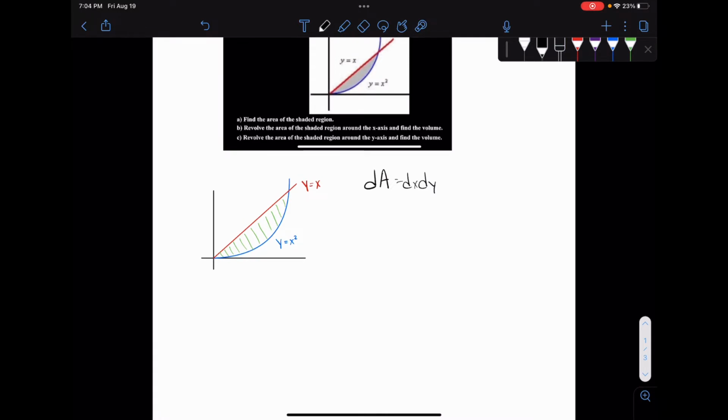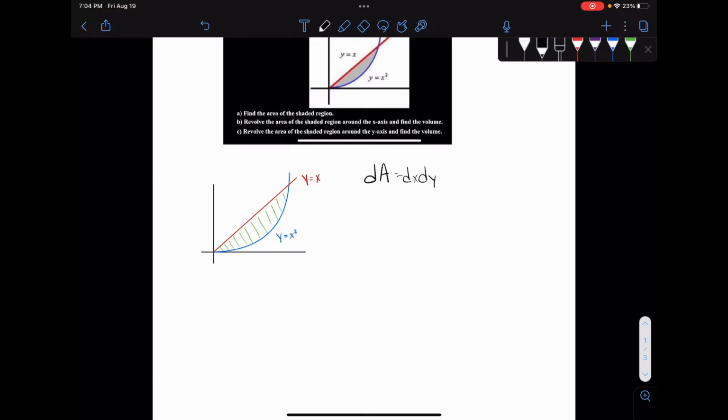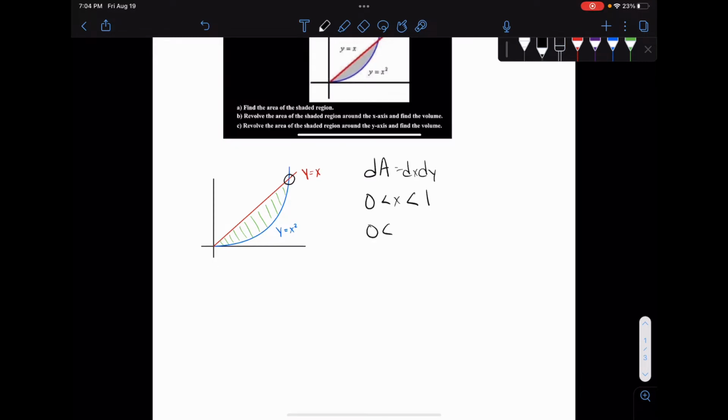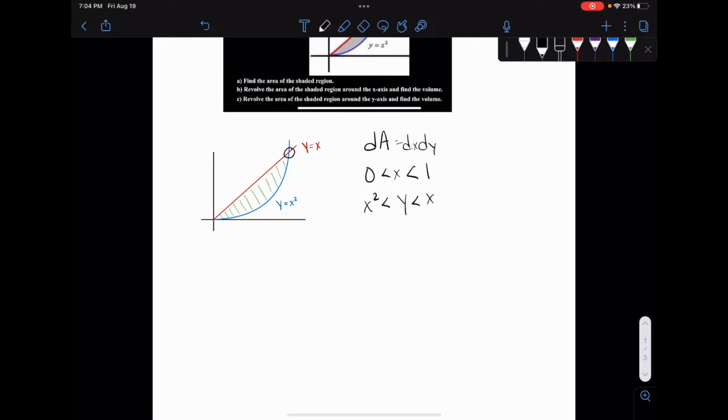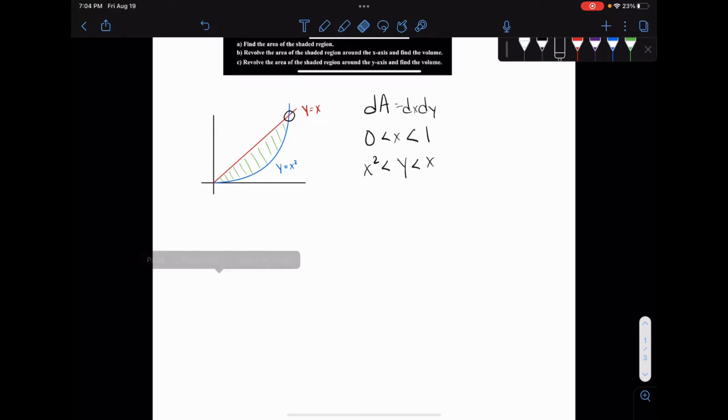When we're looking for the green area in between, we find our limits. Again, x is going to be 0 all the way up until this point right here, which is x equals 1, y equals 1. For our y value, it's going to be the bottom curve first, which is x squared, to our top curve, which is just x. We're going to set up the integral, just like we did before.